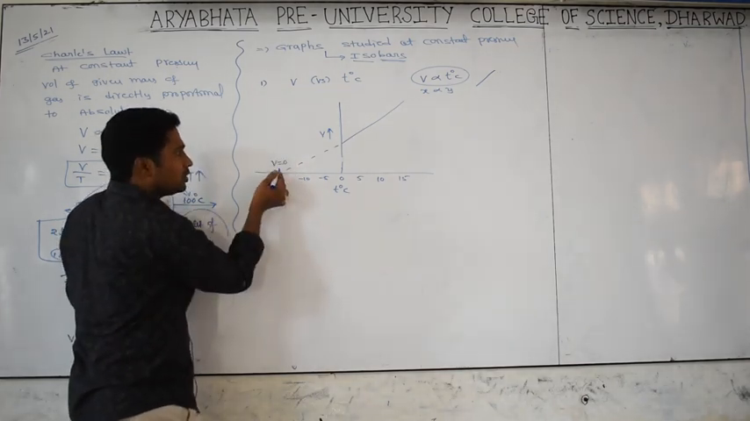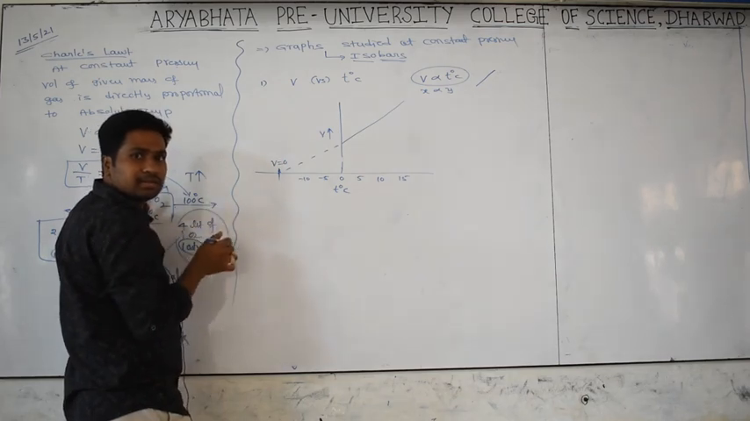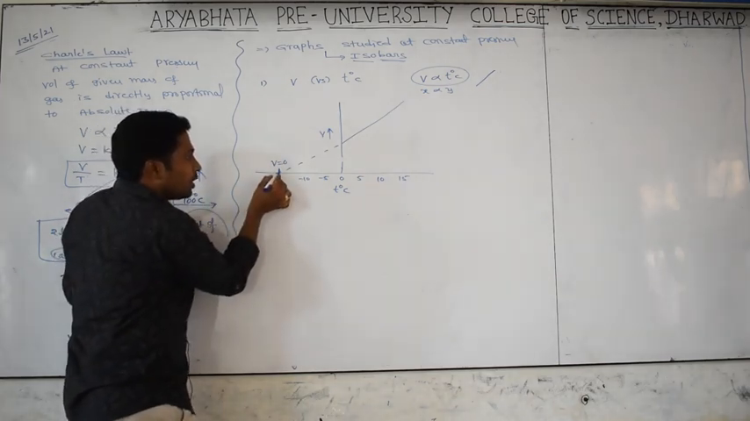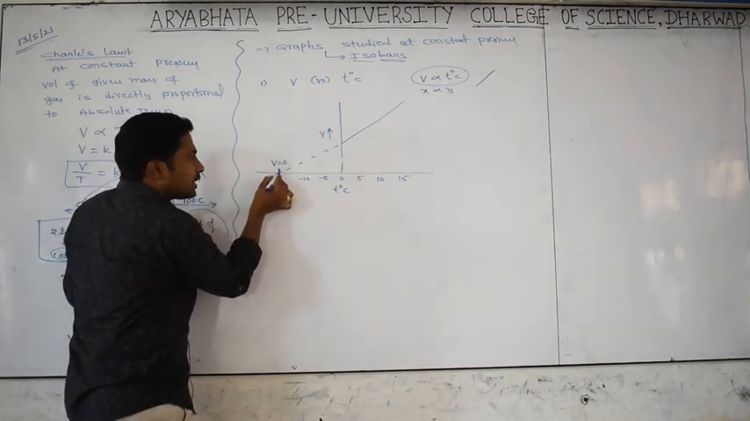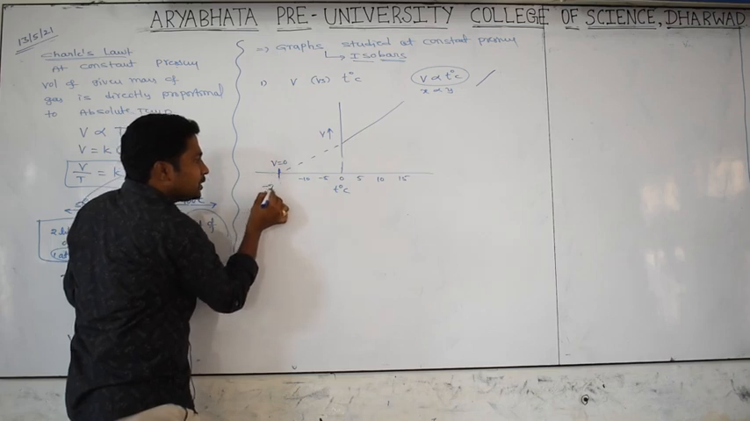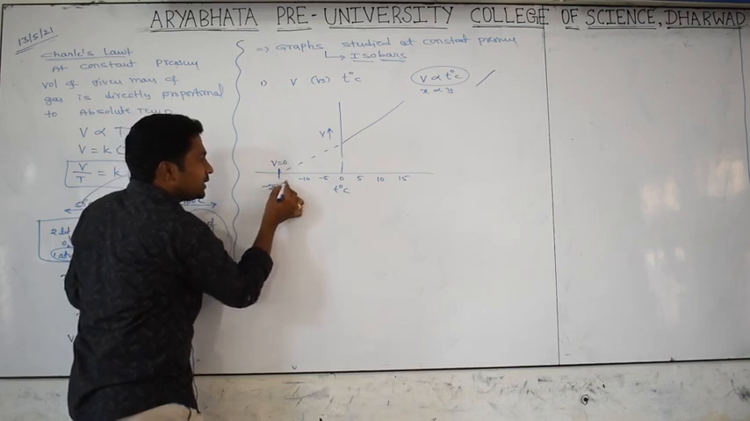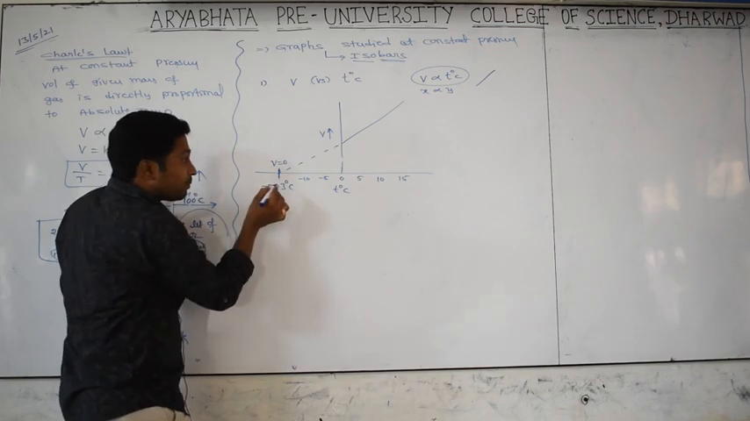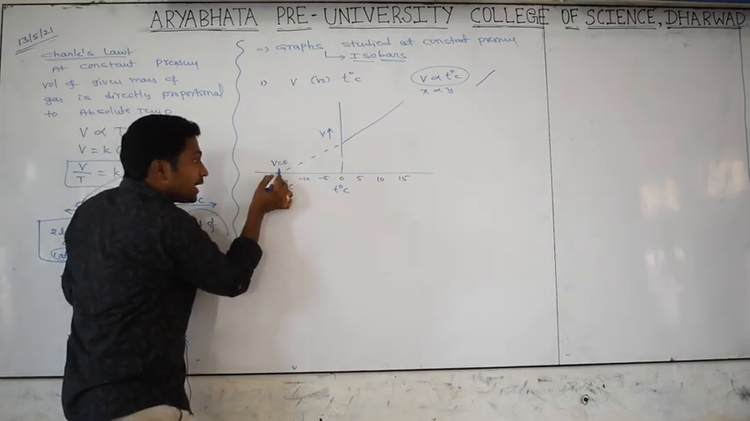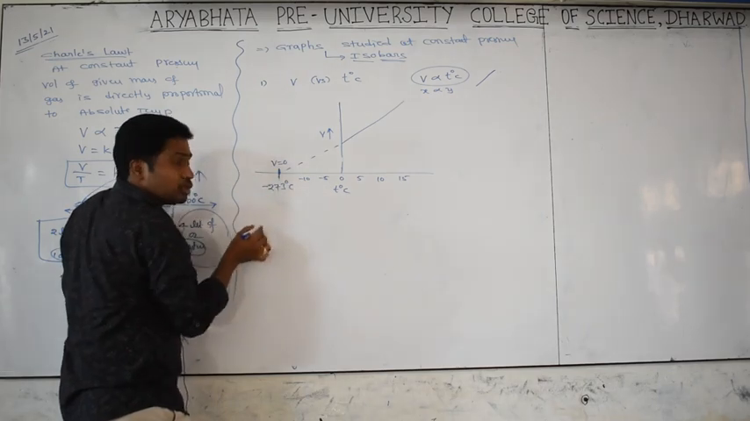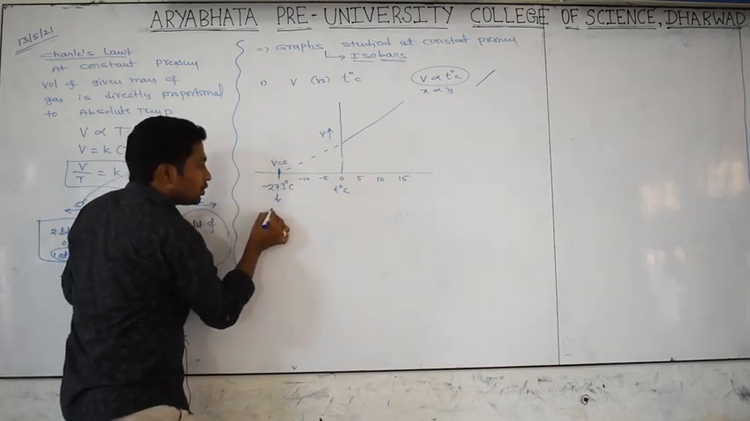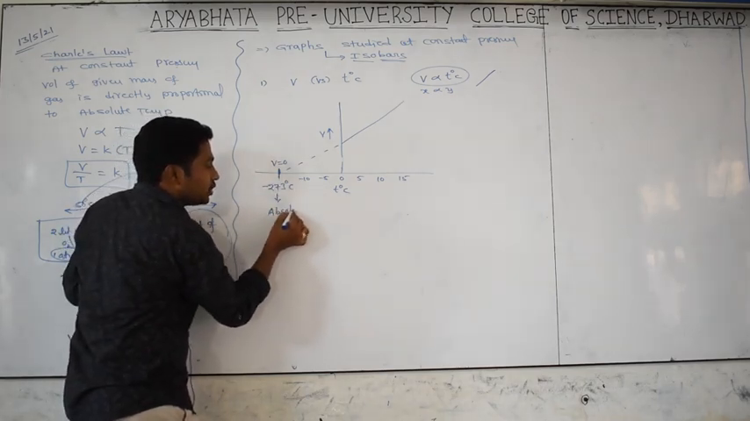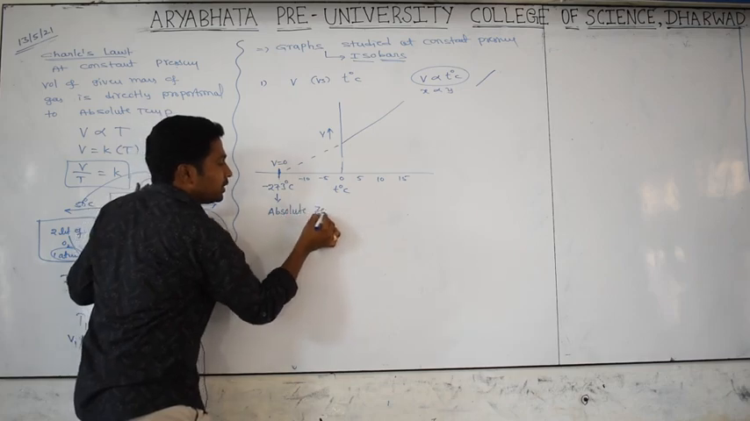Why? Because there is no y-axis, only the x-axis is intercepting. So on the temperature axis, the line will be intercepting, and that value is -273 degrees Celsius. At minus 273, the line will be intercepting here. The line intercepting means volume will be 0. That temperature only we are calling absolute zero temperature.